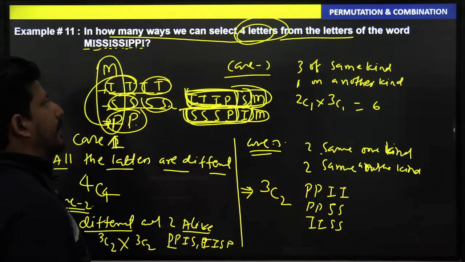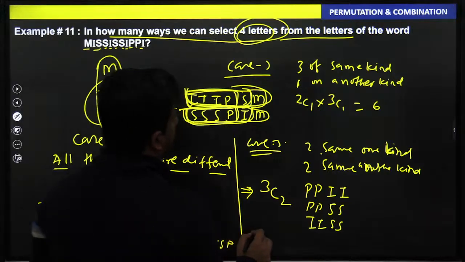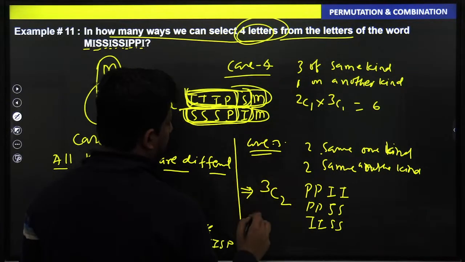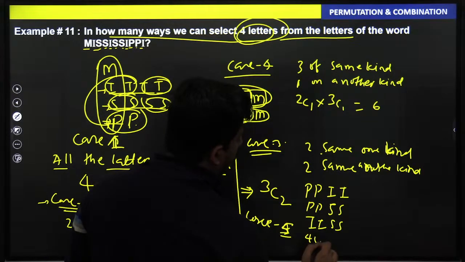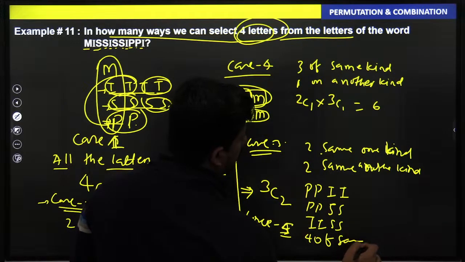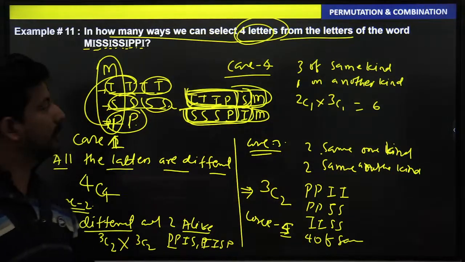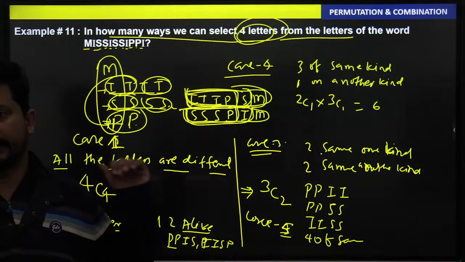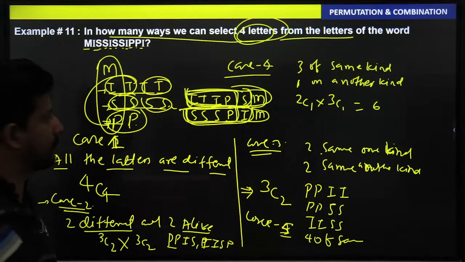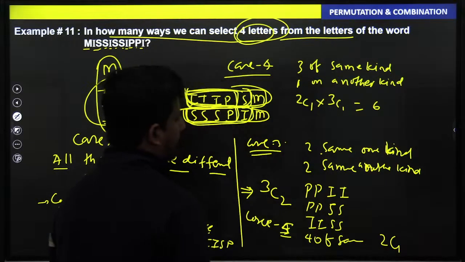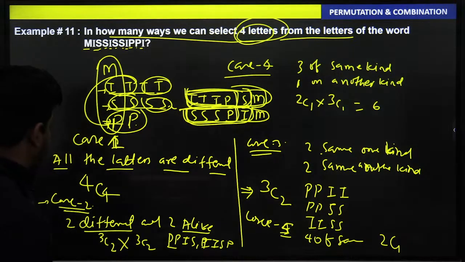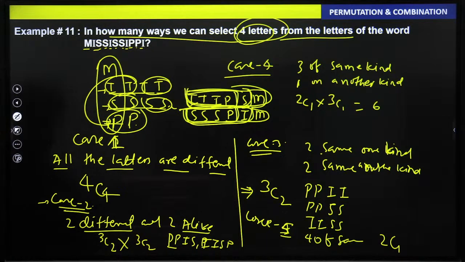Okay. Now case 4 is what? 4 of the same kind. So 2C1. This is case 3, this is case 4. Case 5 is what? Now case 5 is what? 4 of the same kind. Means either IIII or SSSS. So 2C1. Now you need to select, means add all these. Okay, this is messy, but we can collect it.